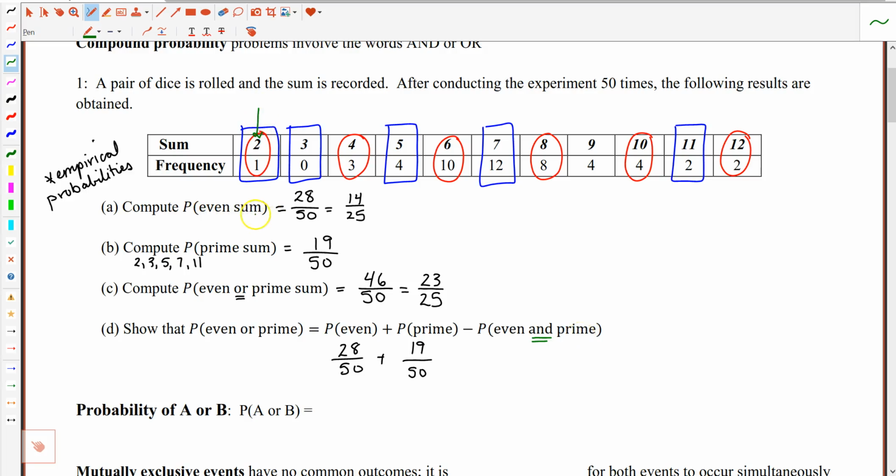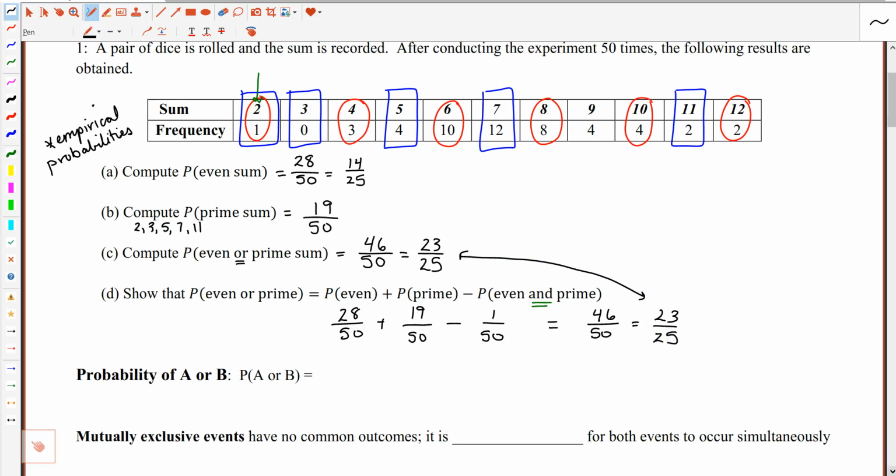This is the only sum that is both even and prime. Okay, so the even sums, those are the ones that I had the red circles around, and the prime ones have the blue rectangles around. So the probability that the sum is both even and prime occurred one way out of the 50 trials. So we're going to subtract that probability. If we do 28 plus 19 minus 1, you would get 46 out of 50, which simplifies to 23 out of 25, which is exactly what we found up here.